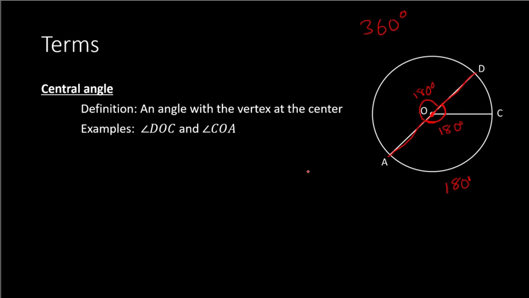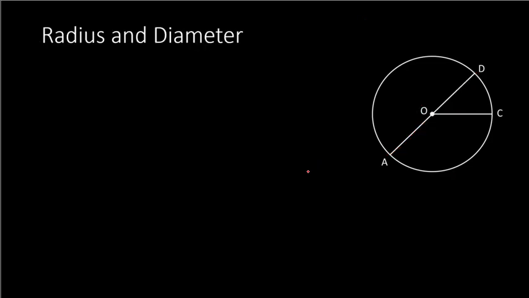Now to finish off, we want to talk a little bit more in detail about the radius and diameter, because there's a relationship between the radius and diameter. So remember, the radius is halfway across the circle. It's going from the center point to a point on the circle. All right, so if you put two radii together, if you put OA and OD together, that gives you the diameter. So if you put two radii together, that's going to form one diameter.